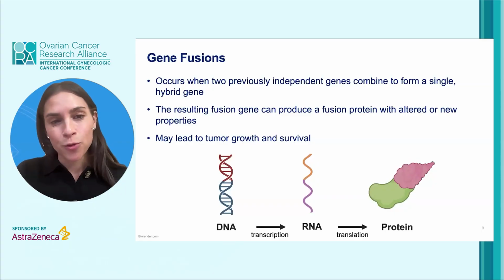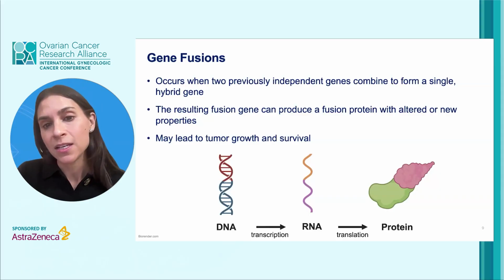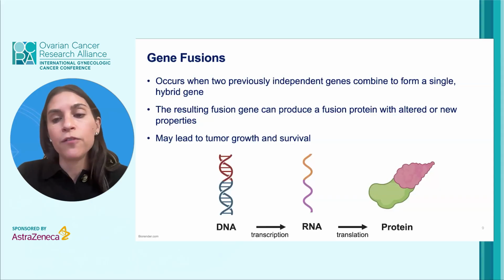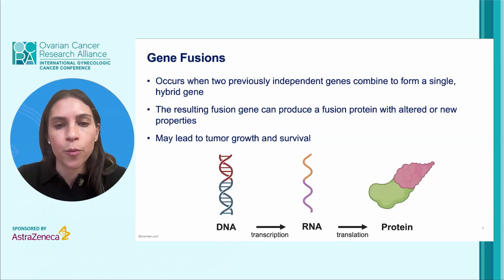Last but not least, gene fusions. So some of you may have heard of gene fusions. This occurs when two previously independent genes combine to form a single hybrid gene, and the resulting fusion gene can produce what we call a fusion protein with altered or new properties. This can lead to tumor growth and survival.